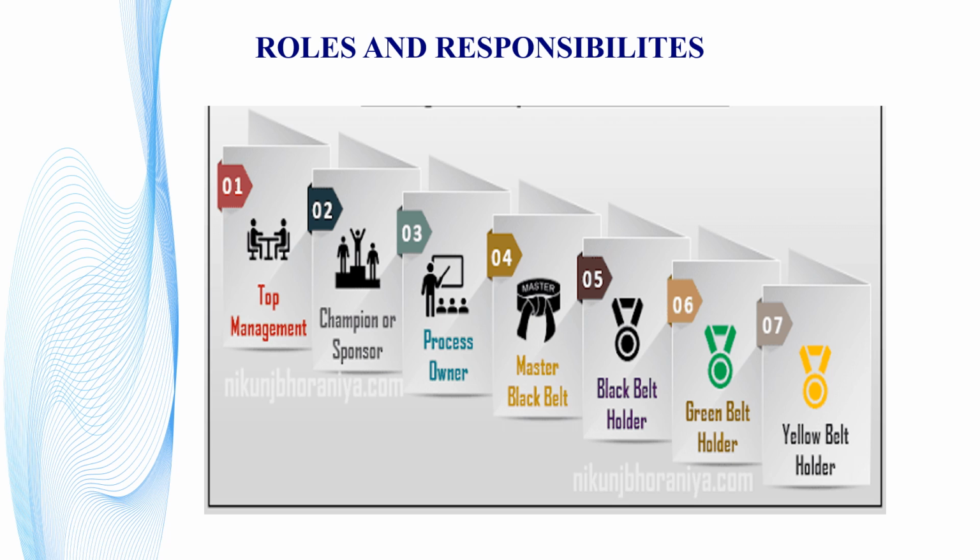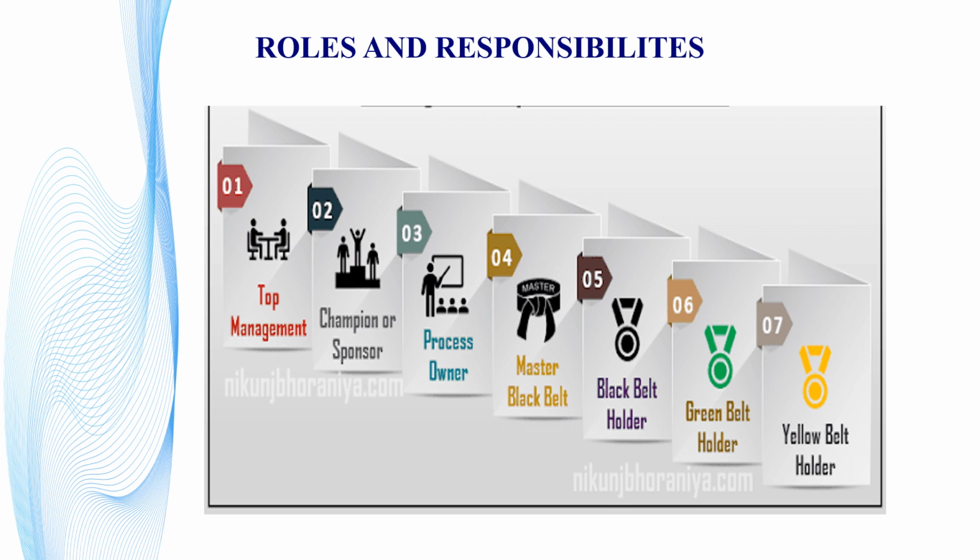Then, second is champion or sponsor. The role of champion is typically senior management who sponsor and support the Six Sigma project. Responsibility of champion is to provide resources and support to the team, help overcome organizational barriers, and ensure projects are aligned with business goals. Third is process owner.